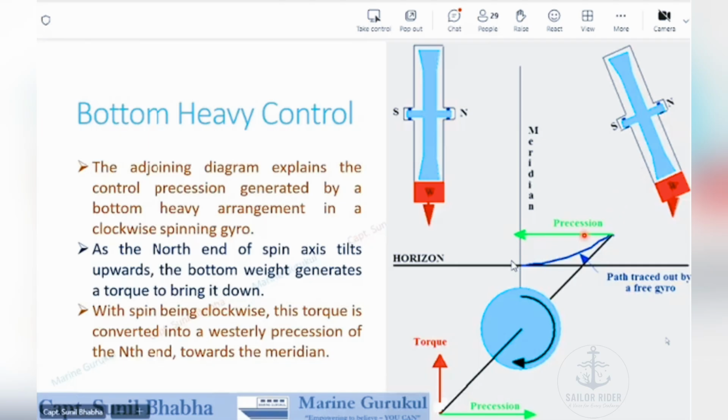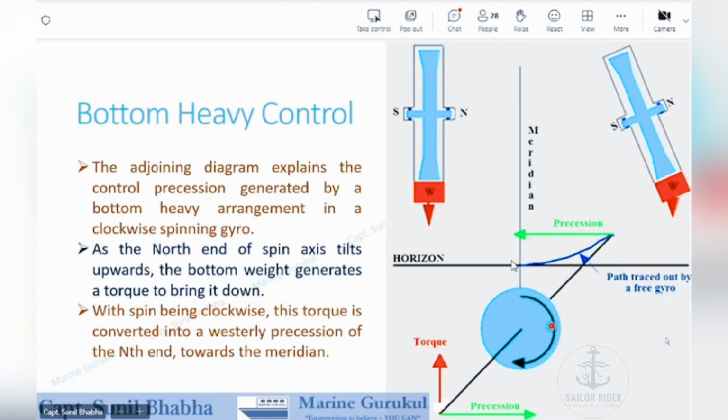Now you can have a look at the bottommost diagram. This is the south end of the spin axis where the laser pointer is right now. The weight is trying to push it upwards. The rotor has a clockwise spin. Because of the clockwise spin, the precession which is generated is in the easterly direction. The south end of the spin axis precesses in the easterly direction, and this results in the north end of the spin axis precessing in the westerly direction. So again generating a similar effect, taking the spin axis north end back towards the meridian.